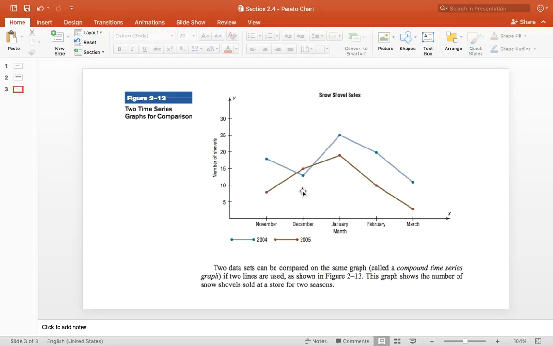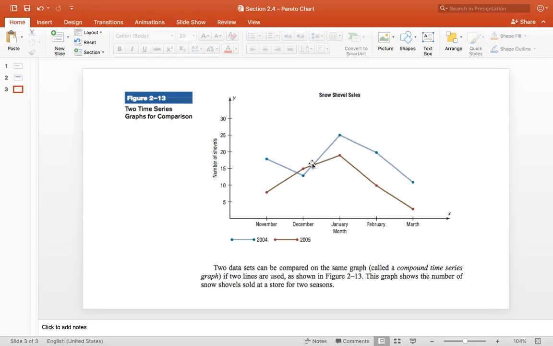So here you can say, well, since more shovels were bought in November, maybe there's a snowstorm that happened in November. And since more people bought them in 2004 in November than they did in 2005, when the snowstorm came in December, not that many people had to buy them because they already purchased them the month before in 2004. Whereas here, barely any bought any in November. So we can talk about it in different ways.